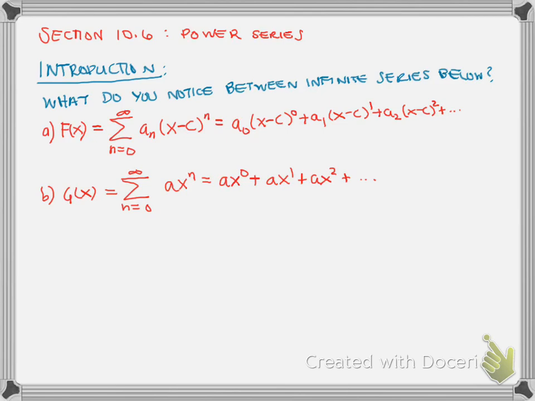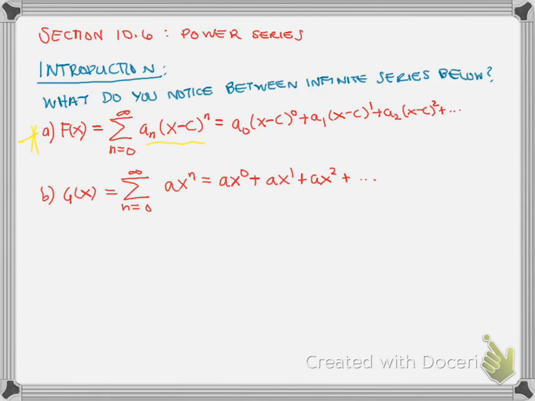So before we start the examples, I want to introduce what we want to start thinking about when we look at a power series. So let's just look below. We have 2 infinite series below, and notice one is called f of x and one is g of x. And in f of x, we have a sub n times x minus c to the n as our term.